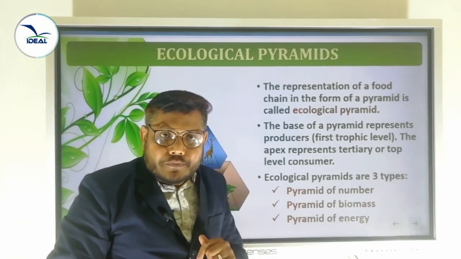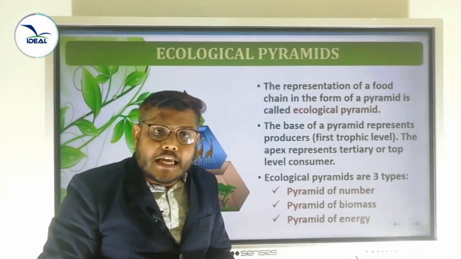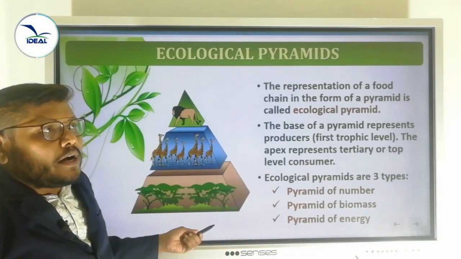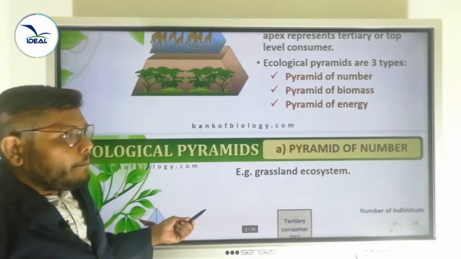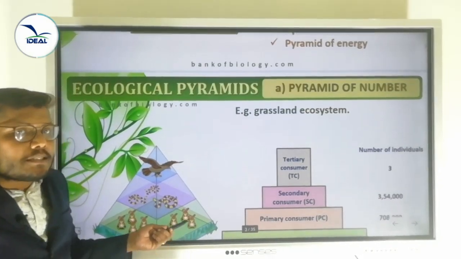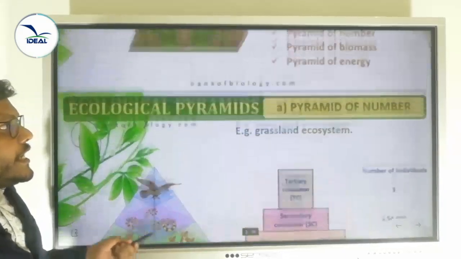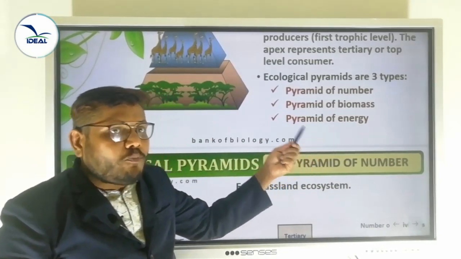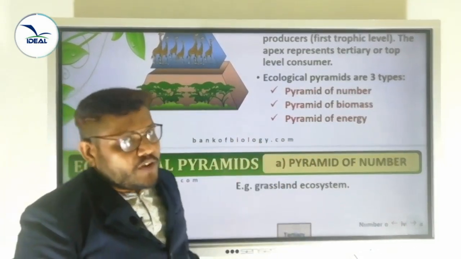Is it clear? Here we are discussing the different types of ecological pyramid. One is based on number, another is based on biomass, and another is based on energy. There are three types of pyramid: pyramid of number, pyramid of biomass, and pyramid of energy.